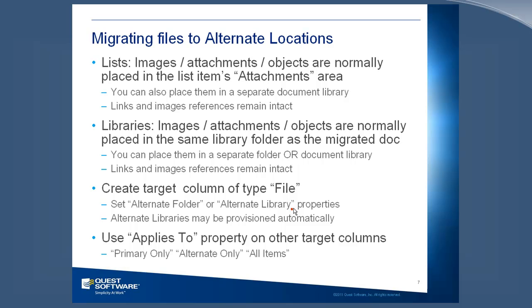And one of the things that's new in version 6.1 is that we can actually provision that alternate library for you. Usually you're using an existing document library like shared documents or site images, but if you want to, you can just type in the name, and if you've turned on provisioning in our tool, we'll provision that alternate library as a document library for you. Now, if you're migrating other properties like the category property or any other metadata properties, you can decide for each mapping whether it applies just to the main document, to just the alternate documents, or to both.